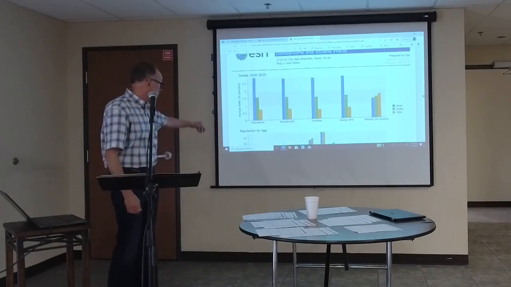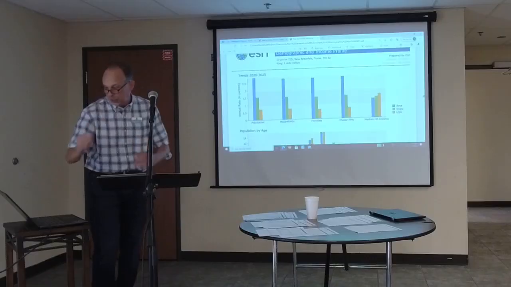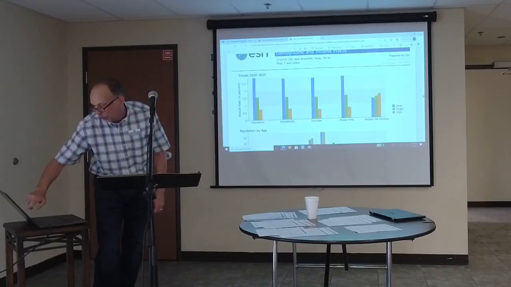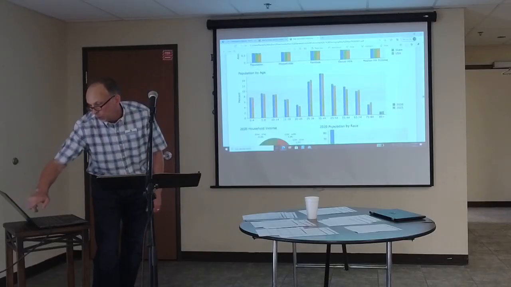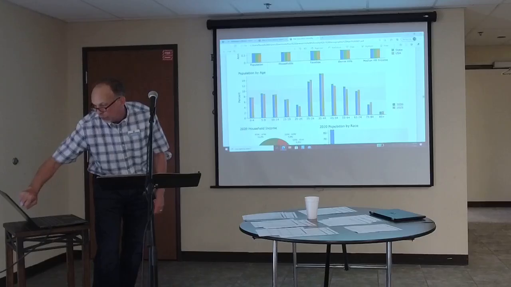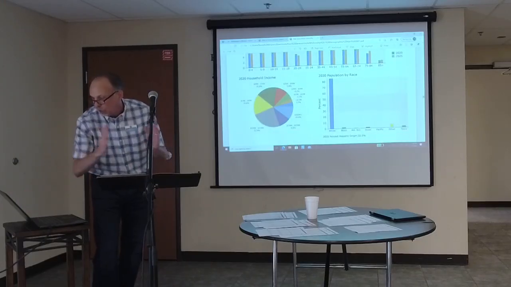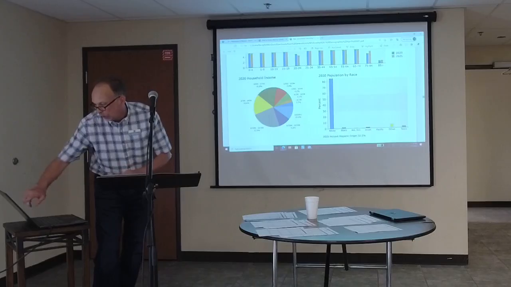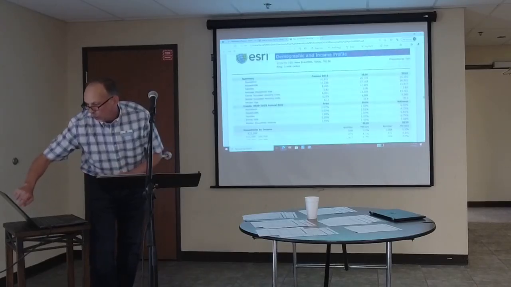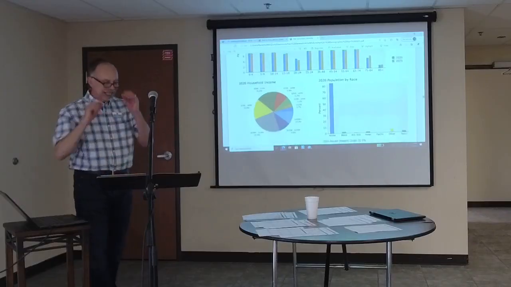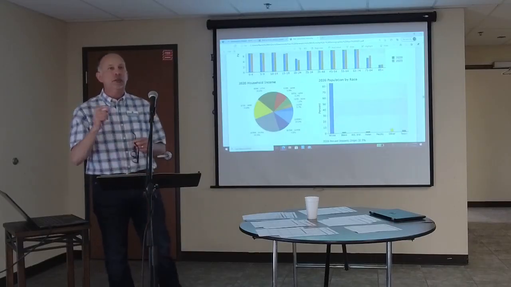So annual rate of percentage, population growth, households, families, population by age. It'll tell you how it breaks down. It'll give you household income, a pie chart of different income ranges, and then it'll give you a chart of population by race.